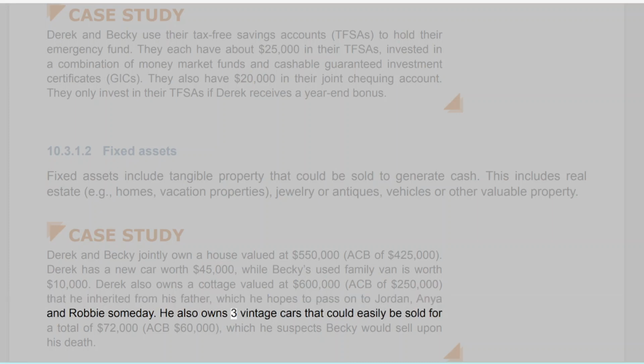He also owns 3 vintage cars that could easily be sold for a total of $72,000, ACB $60,000, which he suspects Becky would sell upon his death.